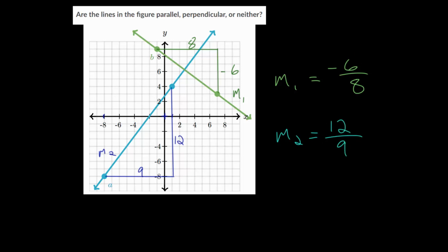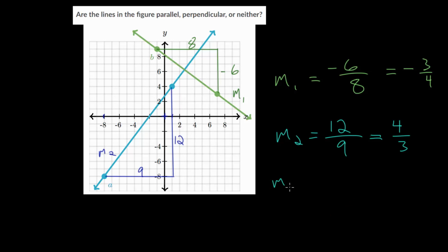Now let's simplify each of these. These can both be divided by 2, so you get -3/4. And these can each be divided by 3. 12 divided by 3 is 4, and 9 divided by 3 is 3. Notice that if we take one of the slopes, flip it over and make it negative, we get the other one. This is the property of perpendicular lines.